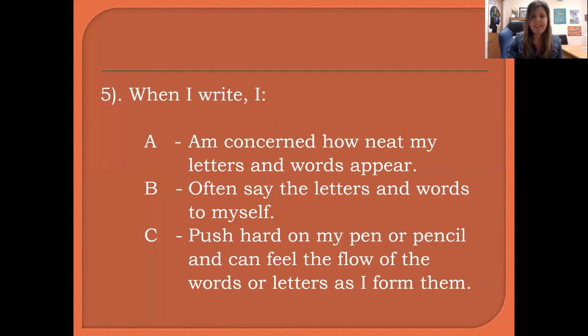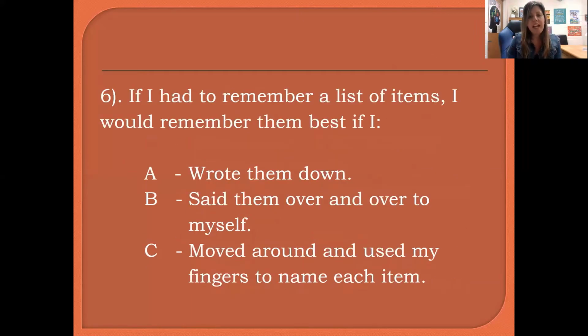Question number 6. If I had to remember a list of items, I would remember them best if I, A, wrote them down, B, said them over and over to myself, or C, moved around and used my fingers to name each item. If you had to remember a list of items, which strategy would work best for you, A, B, or C?